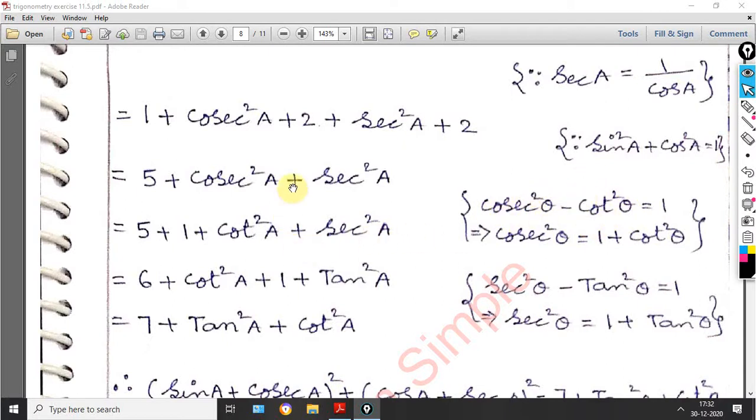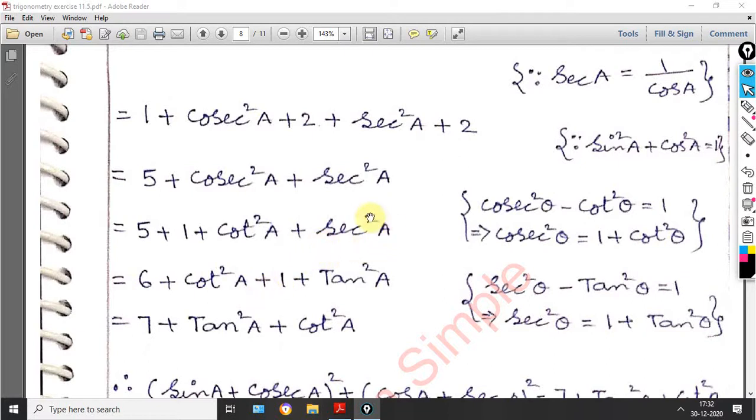Next, plus we are writing as it is, plus secant square A. Next, 5 plus 1, how much will it become? 6. So we wrote here 6 plus cot square A, we are writing as it is.